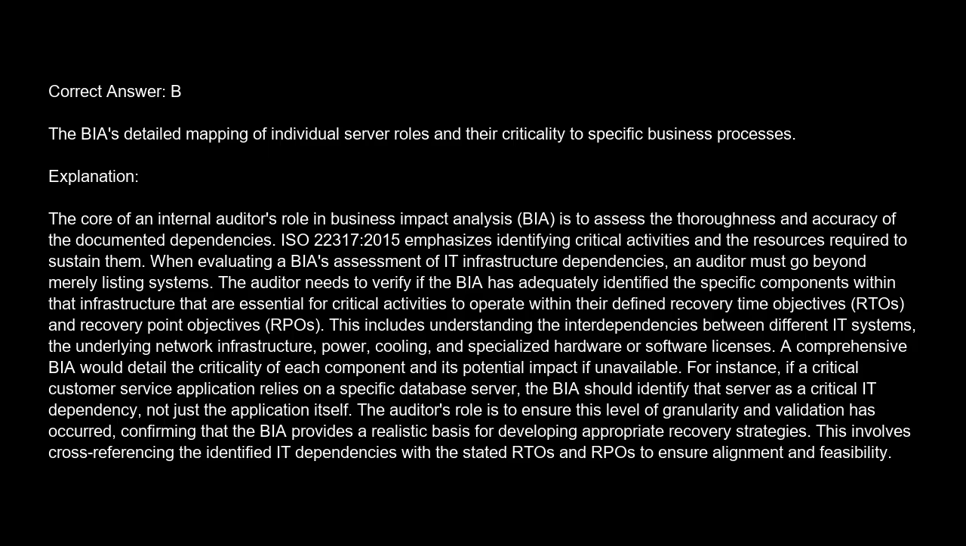When evaluating a BIA's assessment of IT infrastructure dependencies, an auditor must go beyond merely listing systems. The auditor needs to verify if the BIA has adequately identified the specific components within that infrastructure that are essential for critical activities to operate within their defined recovery time objectives, RTO, and recovery point objectives, RPO. This includes understanding the interdependencies between different IT systems, the underlying network infrastructure, power, cooling, and specialized hardware or software licenses. A comprehensive BIA would detail the criticality of each component and its potential impact if unavailable.